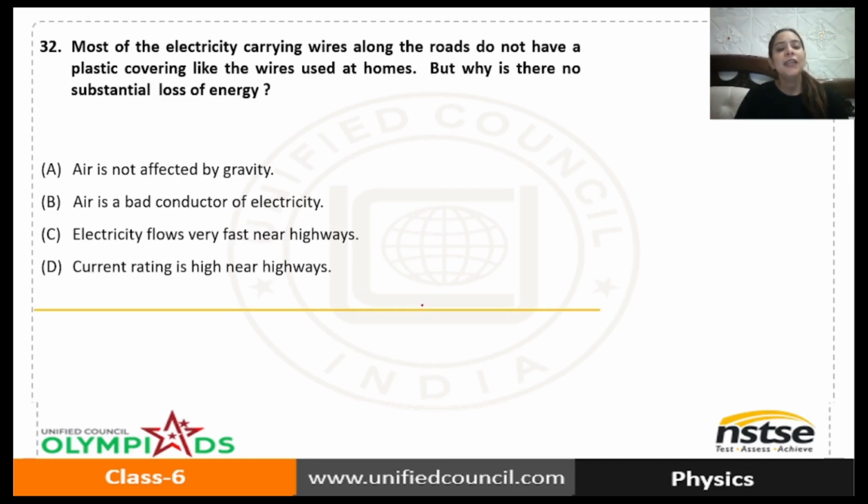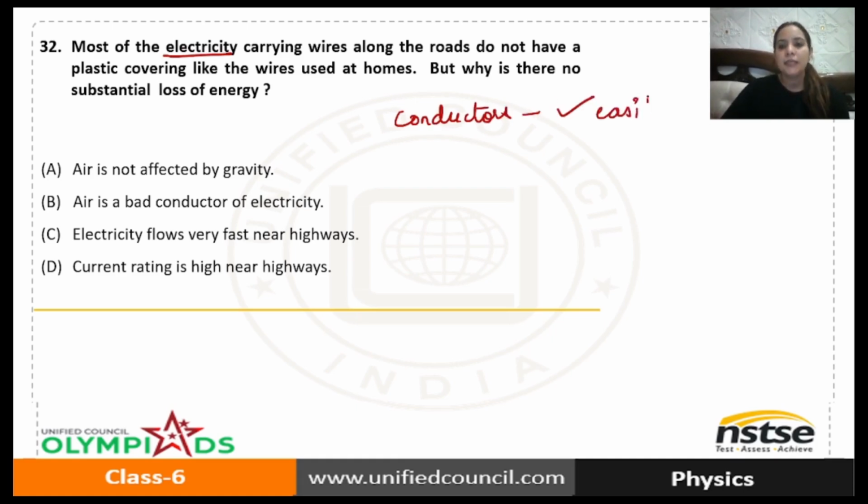Most of the electricity carrying wires along the roads do not have plastic covering like the wires used at home. But why is there no substantial loss of energy? Now we know that to pass electricity, we make use of conductors. Conductors are those which allow current to pass through them very easily.